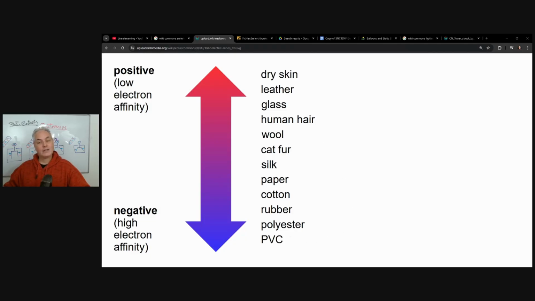At the other end, we have rubber, polyester and PVC. What's interesting with those is that they attract the electrons strongly. So the electrons from these insulator materials will be moved down the list here. So you have rubber, like my balloon, that will be more negative. So that's one way to know what materials are positive or negative. And this list has been built over decades, 150 years, with scientists playing with that list.